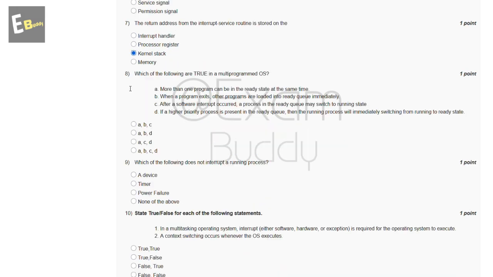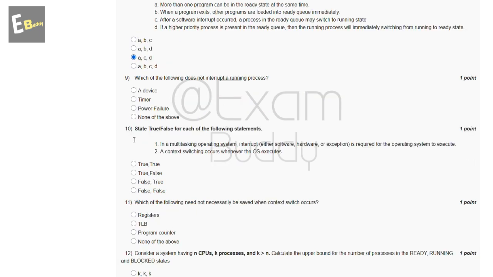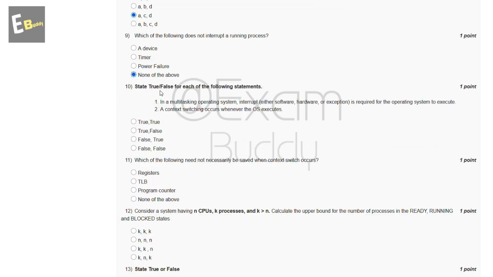Now the eighth question is: which of the following are true in a multi-programmed OS. So these are the options, and the answer of our eighth question is C, ACD. Now the ninth question is: which of the following does not interrupt a running process. So these are the options, and the answer of our ninth question is D, none of the above. Now the 10th question is: state true or false for each of the following statements. So these are our statements, and the answer of our 10th question is B, true false.